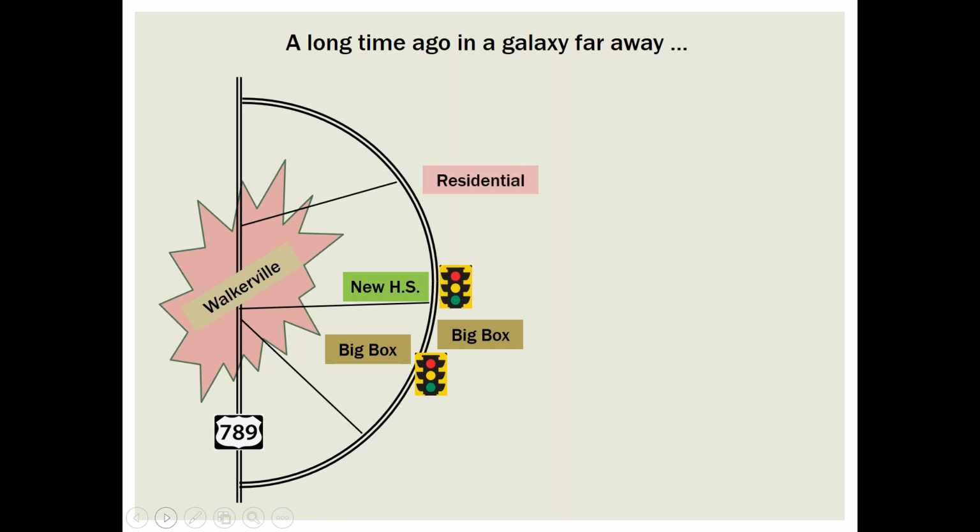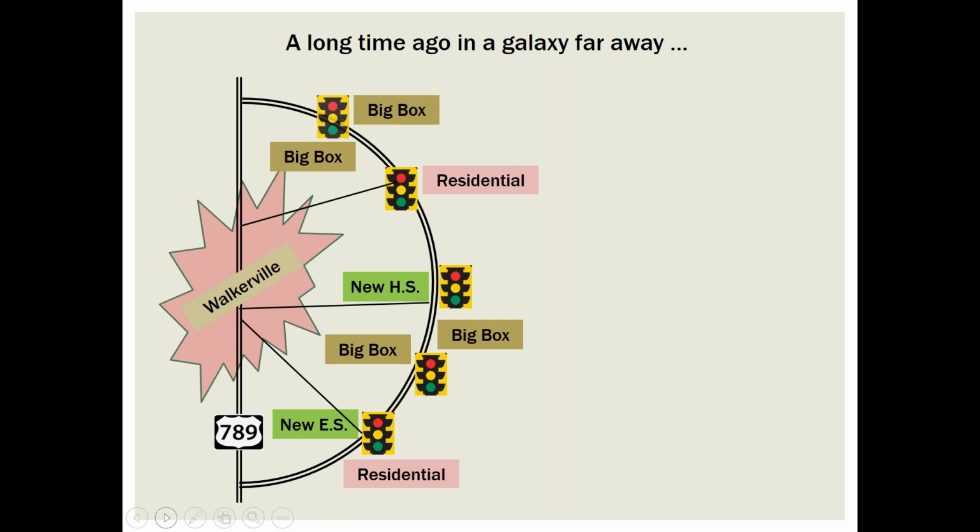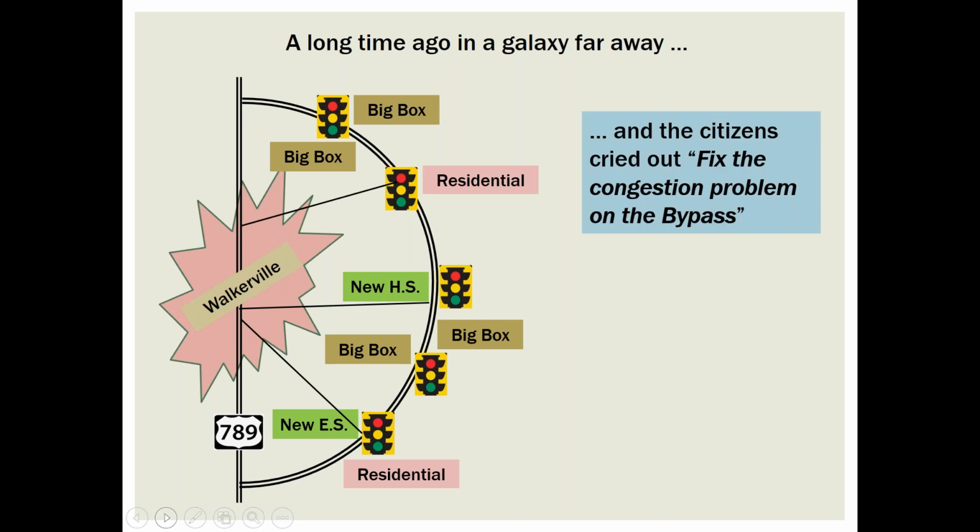And then we get some residential development occurring along the bypass. They get a signal. More residential development, new elementary school comes out, another signal, another big box store, more development, another signal. Before you know it, the bypass is now more congested than the route that goes through town. Well, why? Well, it happens slowly, but it's the traffic signals. There was none to begin with, but over time, as development picked up, we added signals. All right, so the citizens are now complaining. We've got congestion on the bypass.